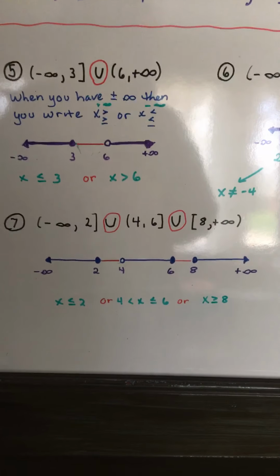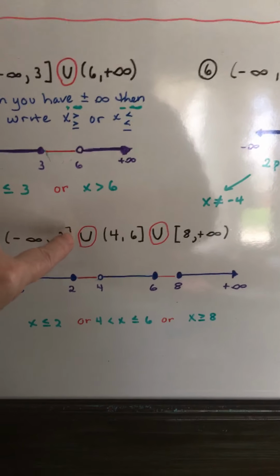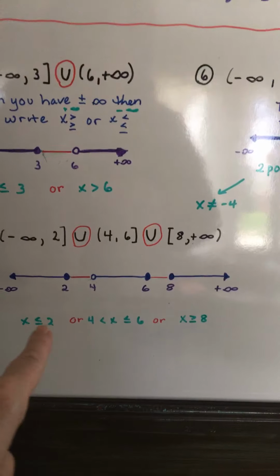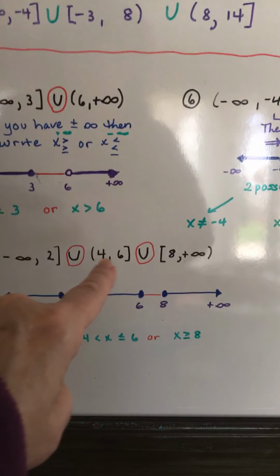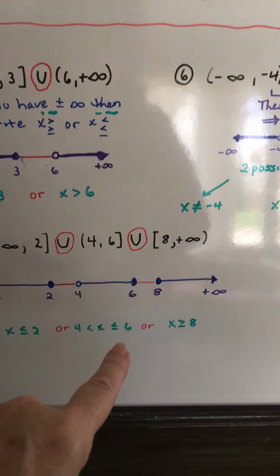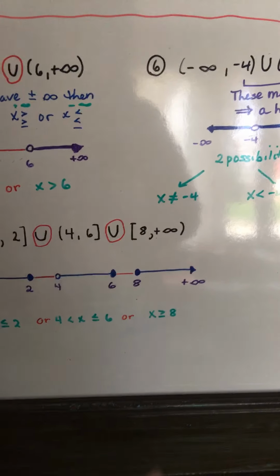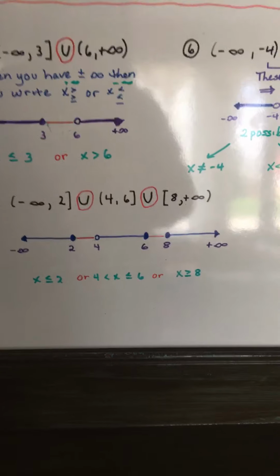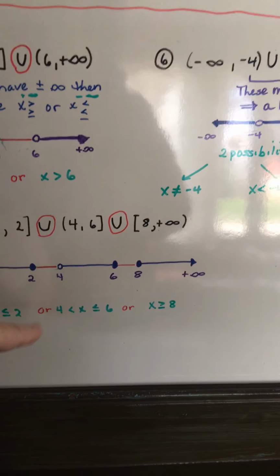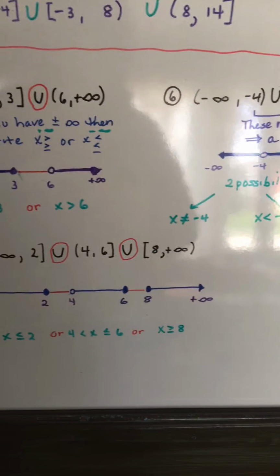Notice I drew a graph just to help you out, but this would say 2 or less. So this says less than or equal to 2, between 4 and 6 and equal to 6. This says greater than 8, but equal to 8. Very easy, very straightforward. The U's become ors, or ors become U's, going there.